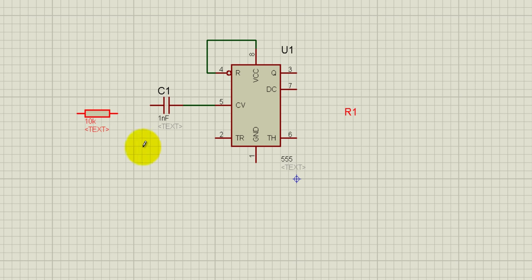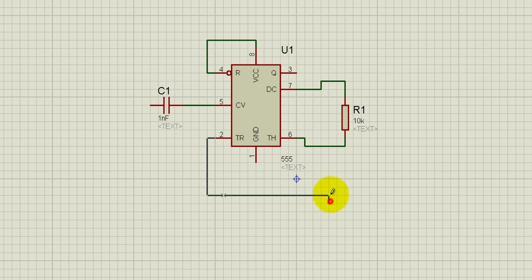Sorry, just Control Z, drag it here and just rotate it clockwise. So the resistor goes here in between 7 and 6. Pins 6 and 2 must be connected together. So connect 6 and 2 together.